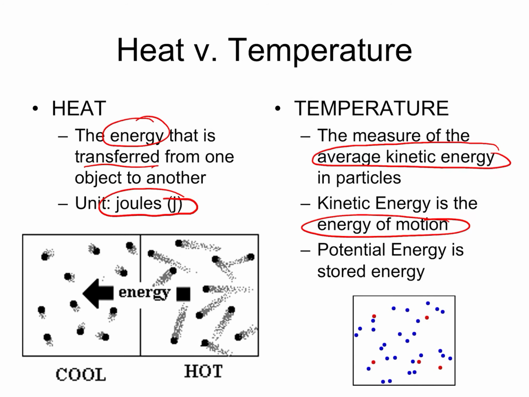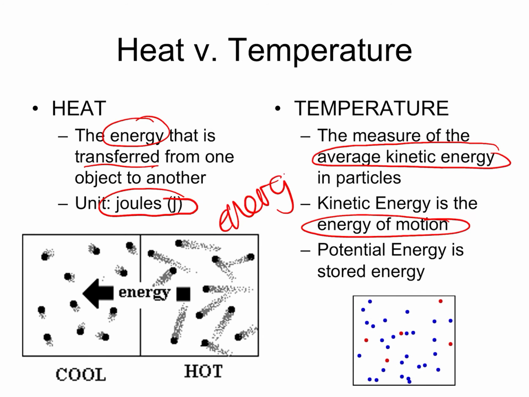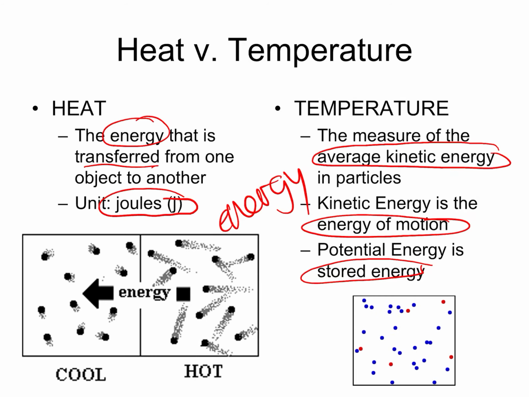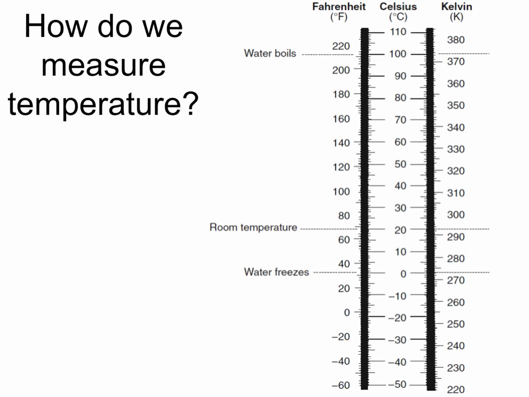All right, so just remember, heat is energy, and the more energy you have, the more motion there will be. The more heat those molecules get, they're going to have more energy, they're going to move faster, and that's why their temperature goes up. The opposite of kinetic is potential, which is stored energy.